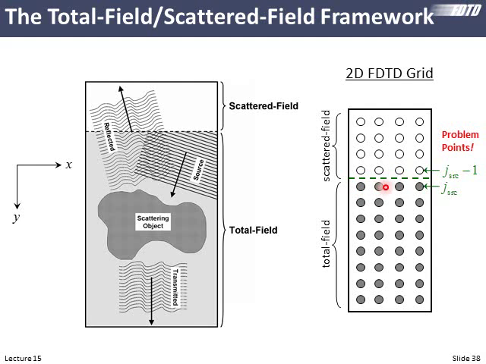Likewise, our finite difference equations in the total field reach over to the scattered field, and suddenly we have a scattered field quantity sitting amongst a bunch of total field quantities. That's not compatible, and we have to fix it. When we fix our update equations on both sides of the interface, that is suddenly our one-way source.